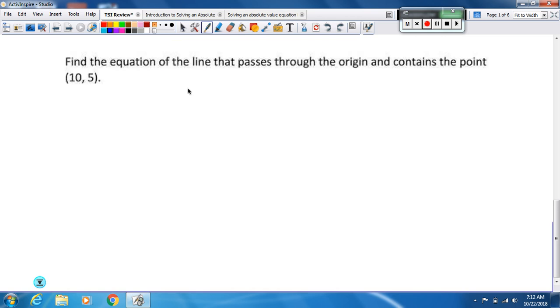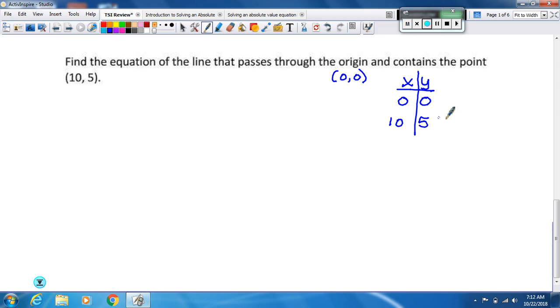Find the equation of the line that passes through the origin. Okay, the origin is the point (0, 0) and contains the point (10, 5). Well, there's a shorter way of doing what I'm about ready to show you, but I need to show you how to find the slope of 2 points in case they don't give you the origin, they give you a different point. So what I'm going to do is I'm going to take these 2 points and put them into an XY table.